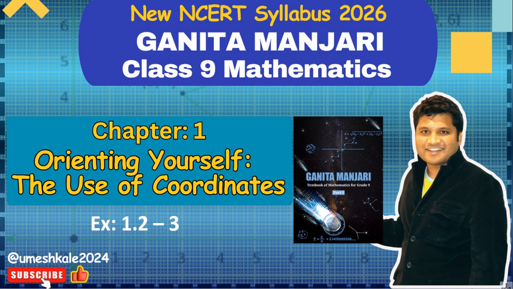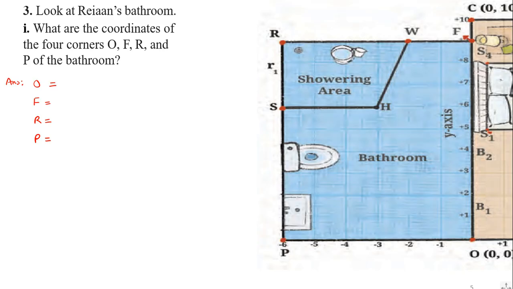Hello everyone, in this video we will be solving exercise 1.2 third question. Look at Reiaan's bathroom. This is the bathroom area. In that, the first question: what are the coordinates of the four corners of the bathroom, O, F, R and P?